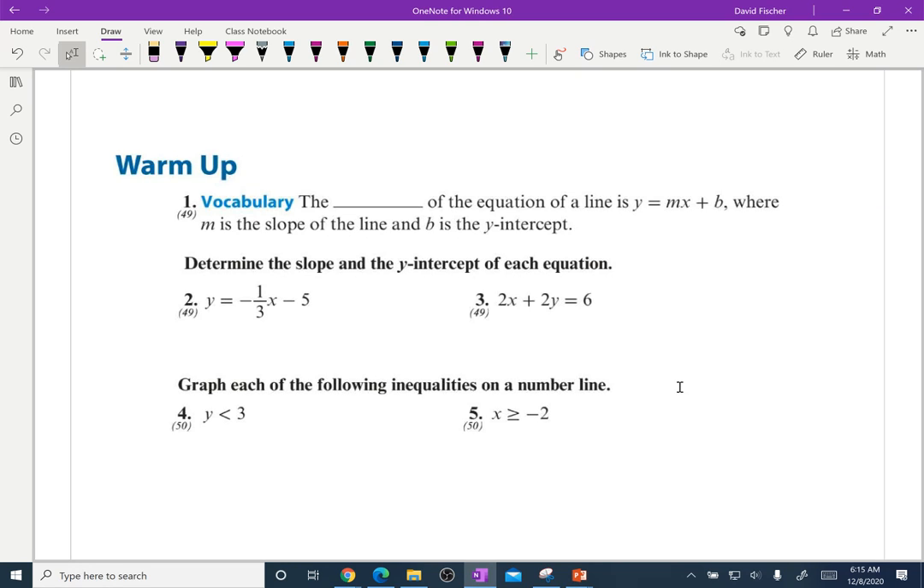All right. So today, here we are. We're going to be wrapping up graphing linear lines. So if you'll do the warm-up real quick, I have the answers on the next page.